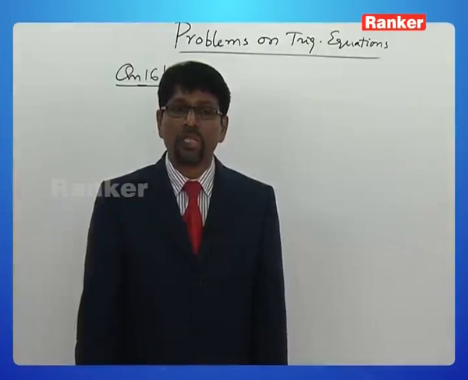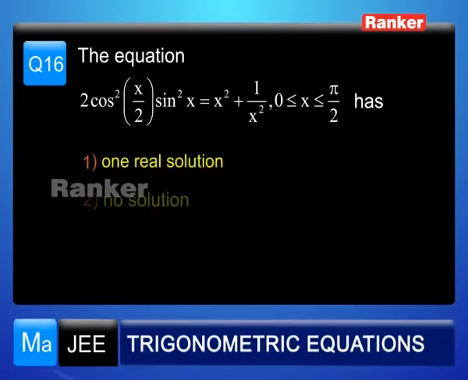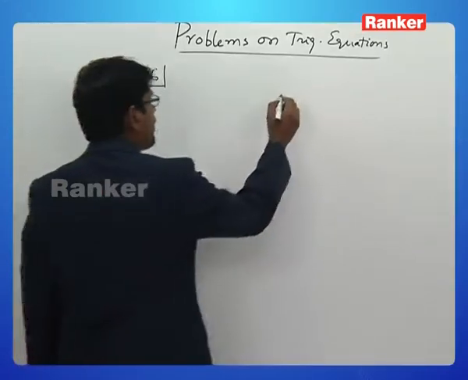Let us move to the next question, question number 16. The equation 2 cos square x by 2 into sin square x equal to x square plus 1 by x square, where x lies between 0 to pi by 2, has: first option, one real solution; second option, no solution; third option, more than one real solution; fourth option, two solutions. Let us have a look at this.